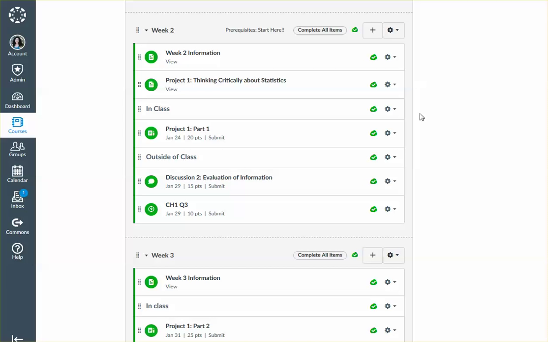I'm just going to briefly talk about what we're going to be doing in week 2 for outside of class. So remember, the inside of class, just come to class and we'll talk about it in class, so nothing that you need to do for that. But for outside of class, you definitely need to start with viewing the week 2 information.